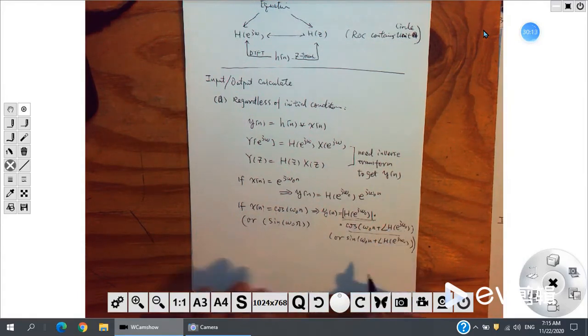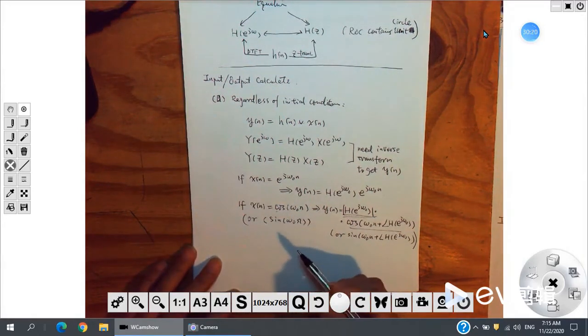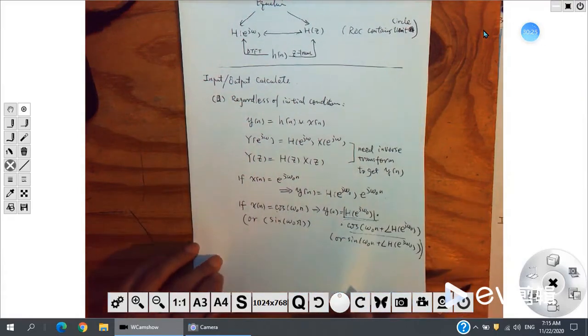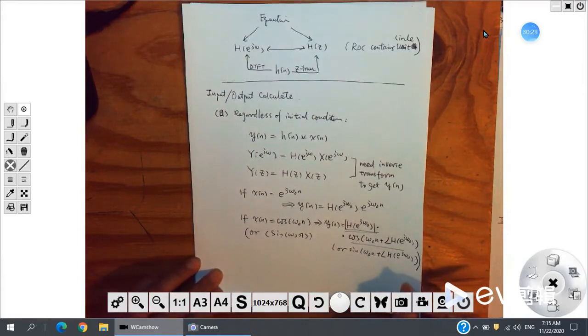Alright. Okay, so this is the first case. You can say this is a simple case. You just find the output, it doesn't matter what the initial value is. But actually, for different initial conditions, the output will be different.